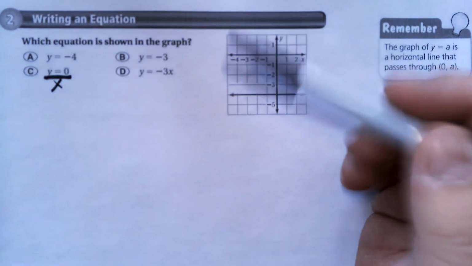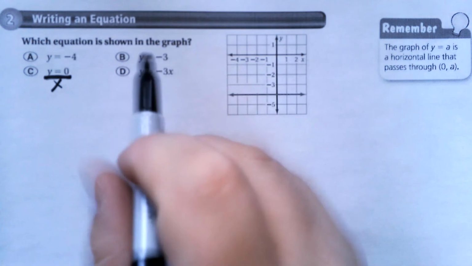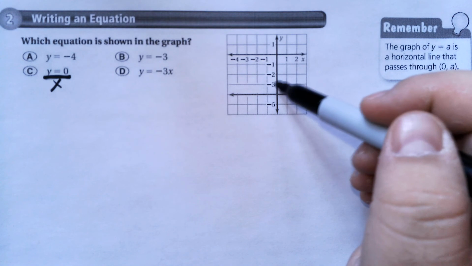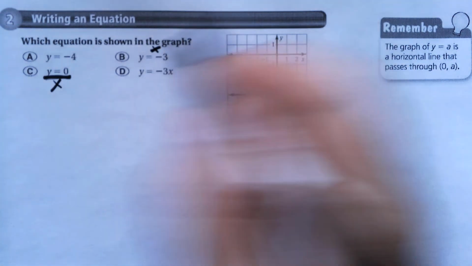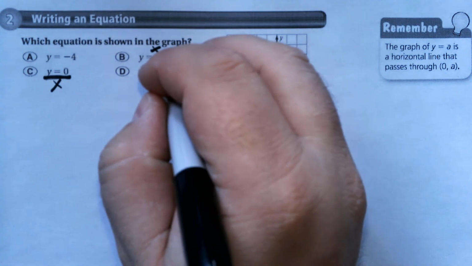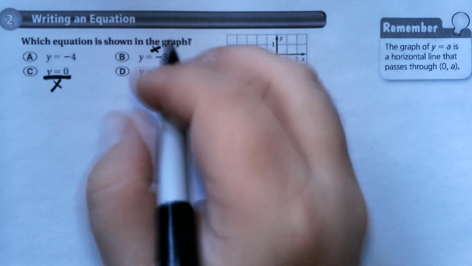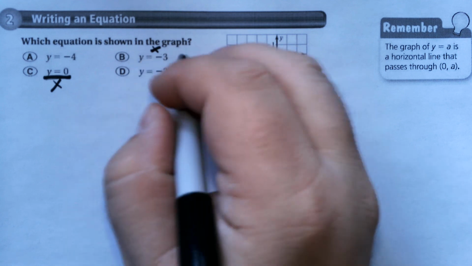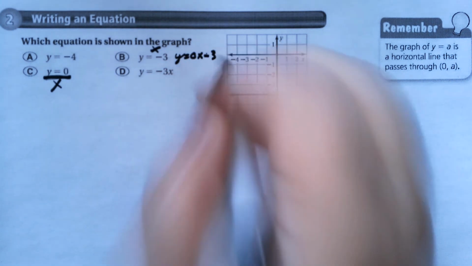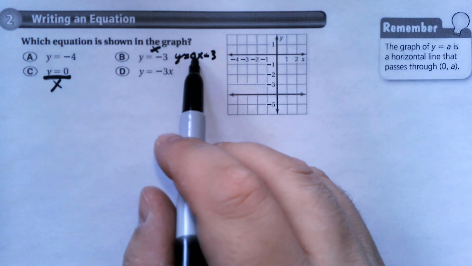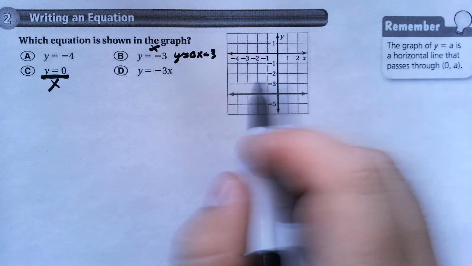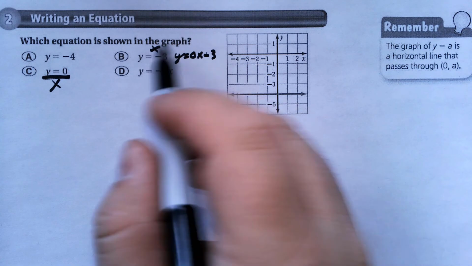Then again, we can do the same thing here, and we can say, well, is it at -3? So we look for -3 on y. The graph isn't touching it, so it's not an answer. Another way we could eliminate that is we need to realize that y equals -3 is the same thing as y equals 0x minus 3. And we're looking for no slope, which we have, and a y-intercept at -3. Again, the graph isn't here at -3, so this can't be an answer.